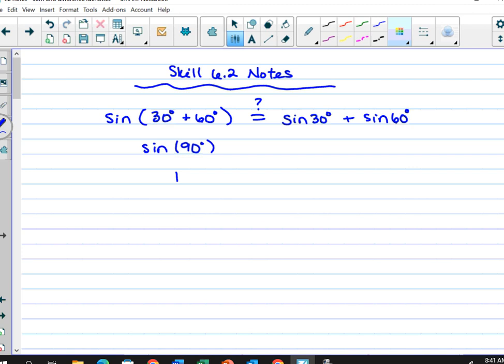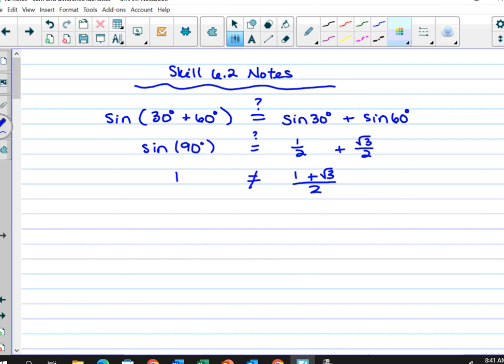What's happening on the other side? What's the sine of 30 degrees? Sine of 30 is not 1. Guys, you just did that. 1/2. What's the sine of 60 degrees? Root 3 over 2. So can we agree that they are not equal? Okay. So if we want to evaluate the sine of 2 angles, we can't just distribute the sine.